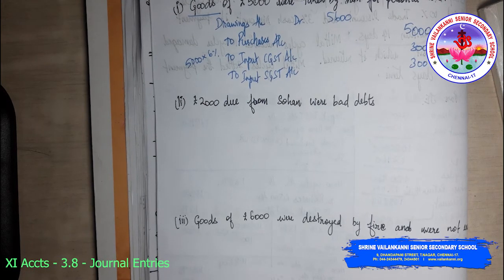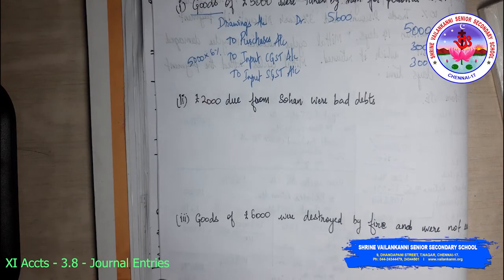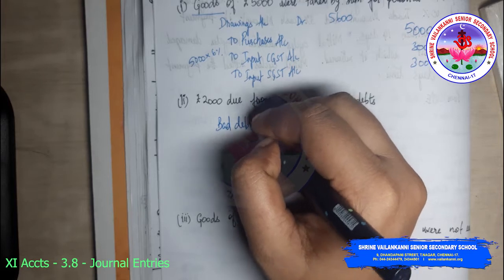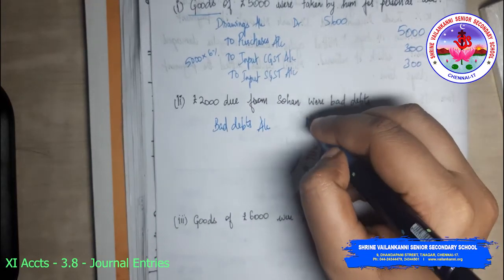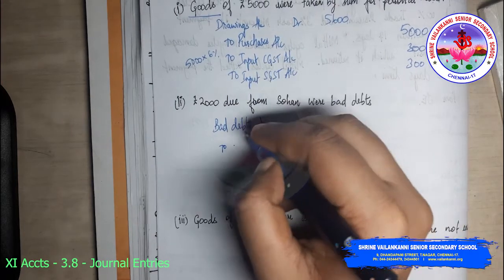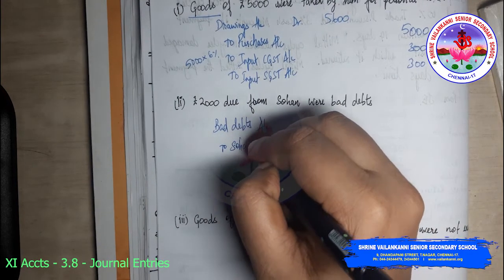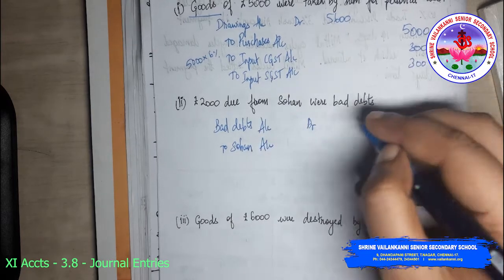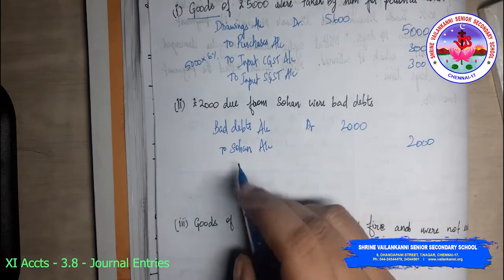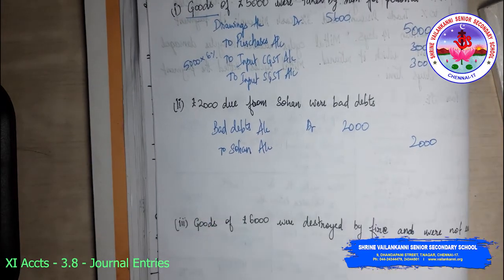Rupees 2000 due from Sohan were bad debts. Now bad debts, it is a loss. Bad debts account debit to whose account, related to whom? It is Sohan account. Sohan is no longer a debtor, that's why Sohan is credited, 2000.